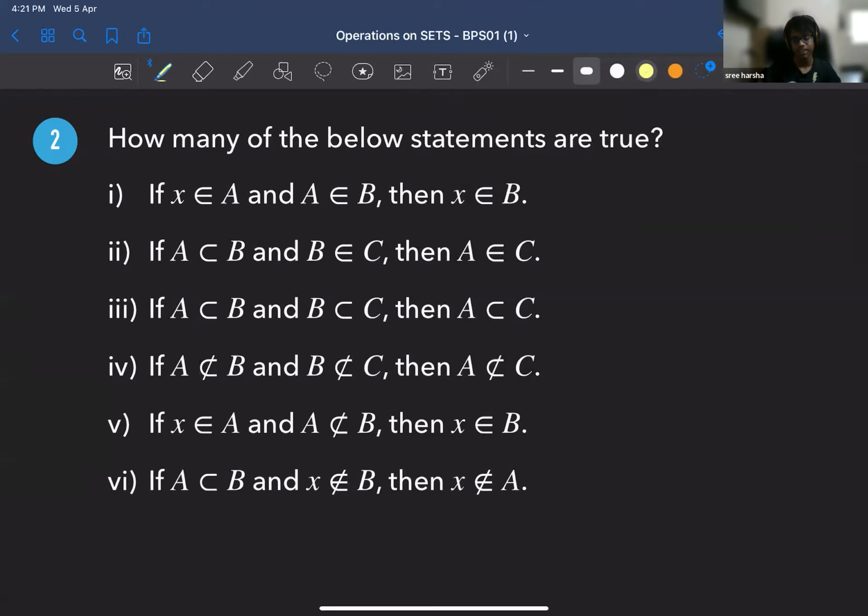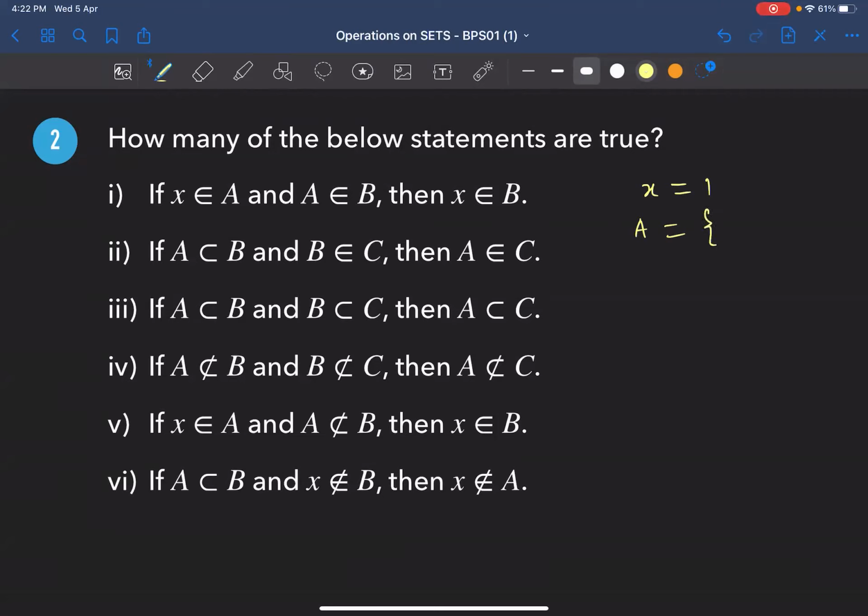Sir, here x is an element, right? So if you take x as 1 and A as a set of numbers 1 and 2, so x belongs to A, that is proven. And here A belongs to B. If we take B as 1, 2, 3, 4, then A belongs to B. So you are saying, if x is 1, you're taking an example. You think that this is false, so you're proving with an example. That is acceptable.